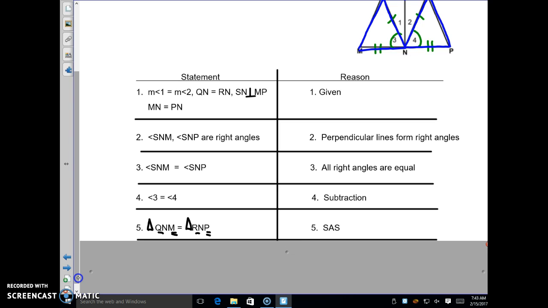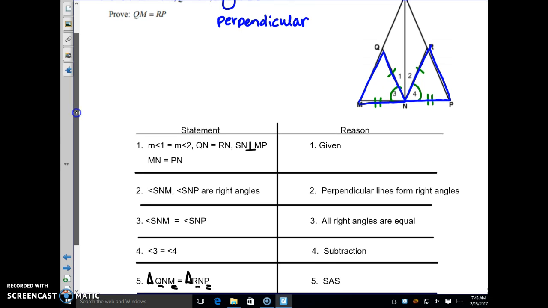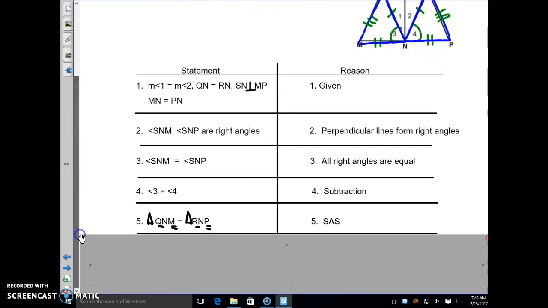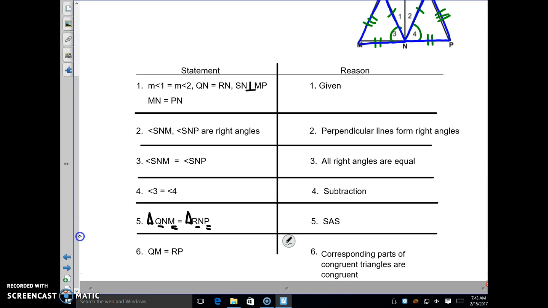And then again, we need to prove that we have 2 segments equal, the 2 segments being QM, which is here, and RP, which is here, and we use corresponding parts. So you can write the sentence, or you can use corresponding parts of congruent triangles are congruent. Either one of those works. Please make sure that you write one of them.